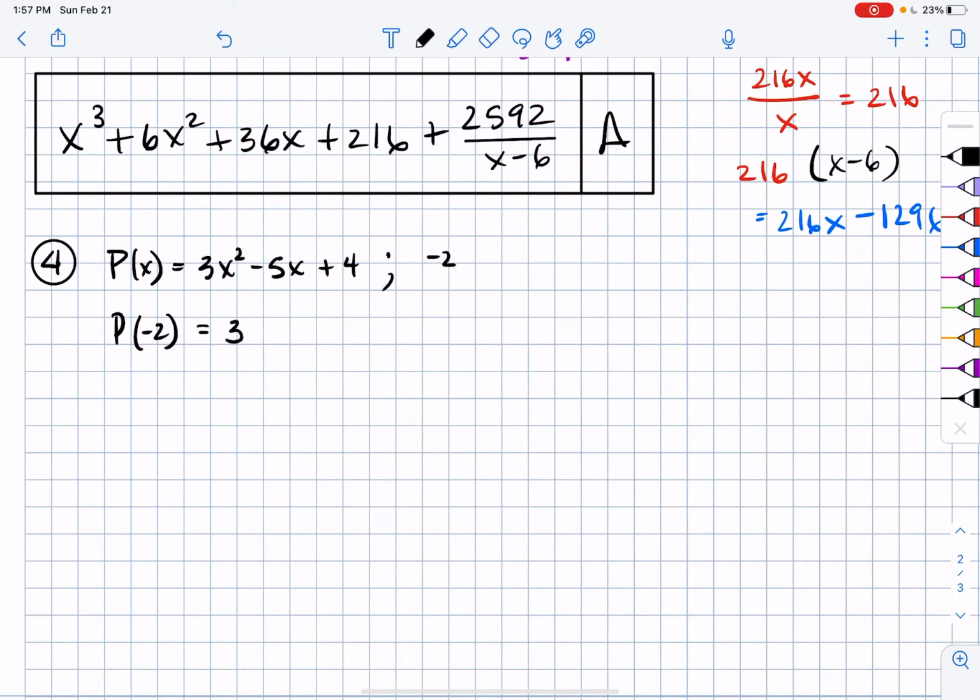So I'm just going to do 3 times negative 2 squared minus 5 times negative 2 plus 4. When I do that, I get 3 times 4 plus 10 plus 4. So I get 12 plus 10 plus 4.